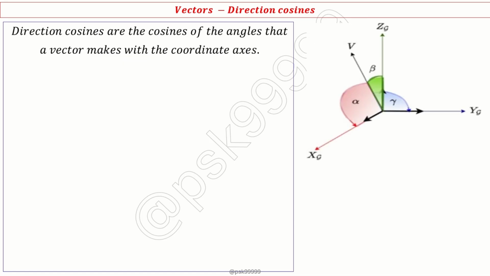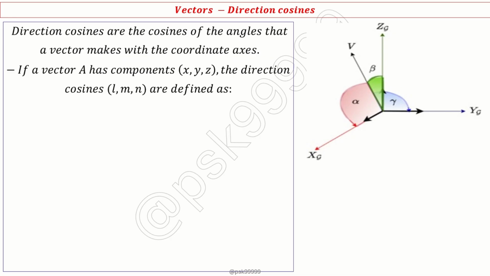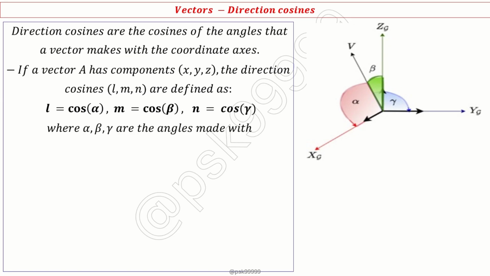So if alpha, beta, gamma are the angles it makes with the x-axis, y-axis and z-axis, then the cosines L, M and N are defined as L equal to cos alpha, M equal to cos beta, N equal to cos gamma. These are the direction cosines of the vector. Now, what is important? How can I derive a component along the x-axis, y-axis from this? That is simple.